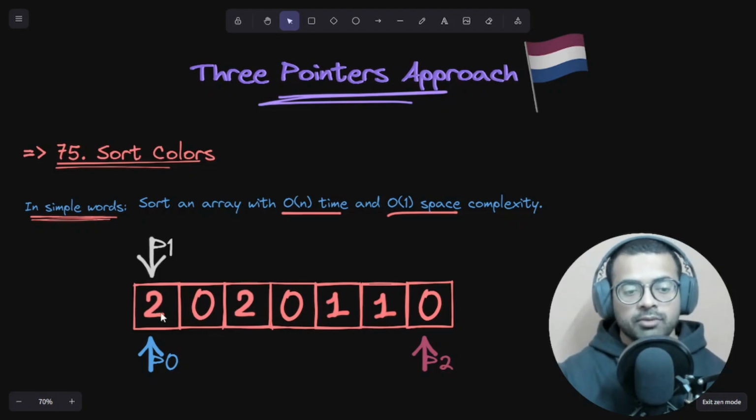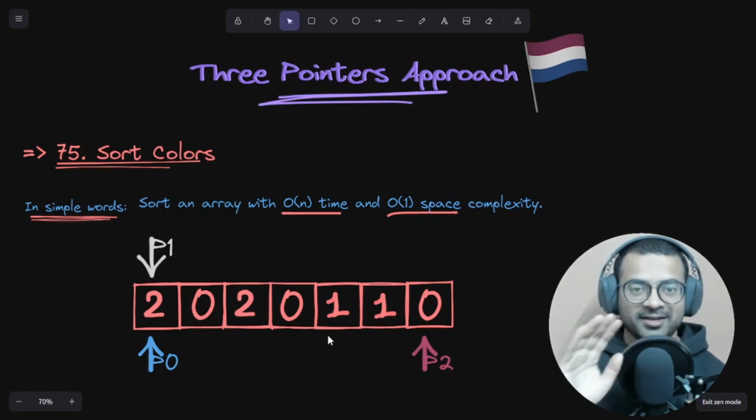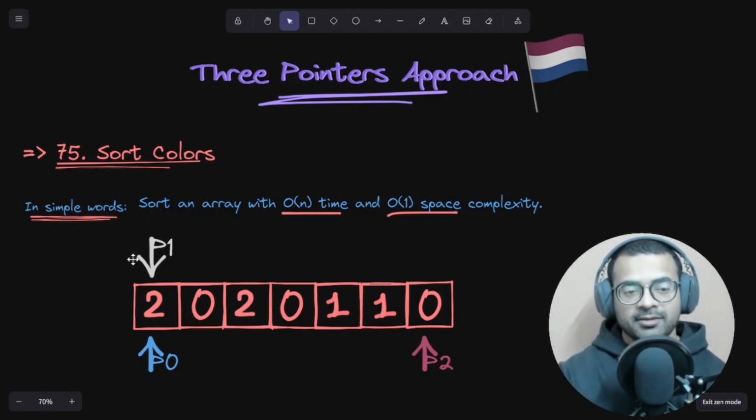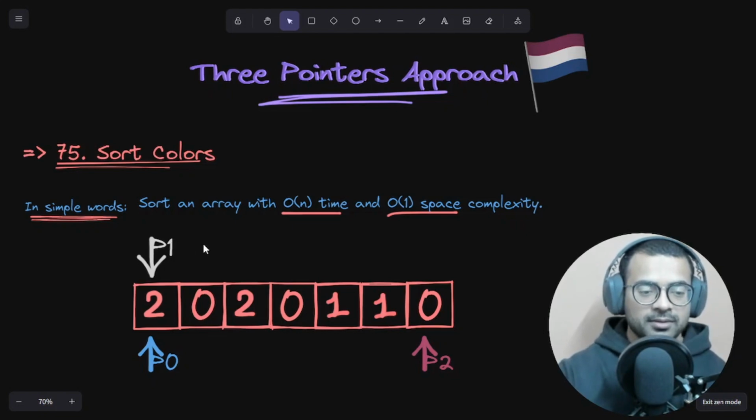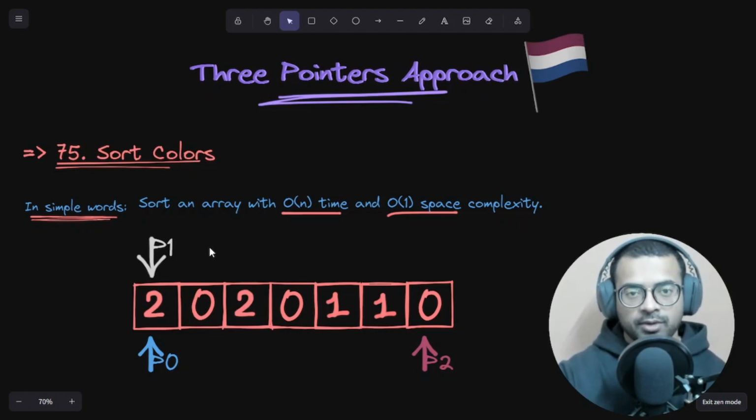So we are given this array. Now we are going to use 3 pointers. The pointers are also of the same color, just to give you a hint. So here we have P0, P1, P2: blue, white and red. Now, how are we going to approach this question and solve it?